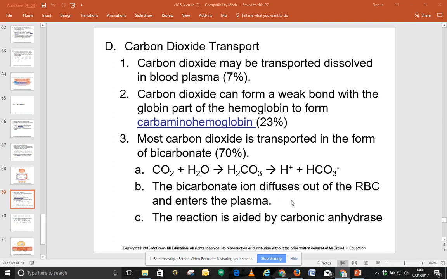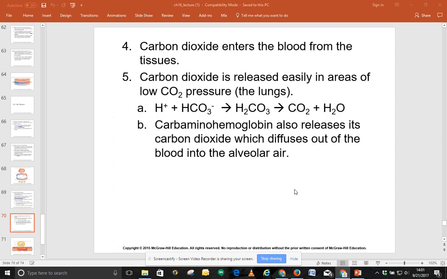The bicarbonate ion diffuses out of the red blood cells and enters the plasma. And the reaction is aided by carbonic anhydrase. Carbon dioxide enters the blood from the tissues. Carbon dioxide is released easily in the areas of low CO2 pressure. Again, because you don't have a lot of CO2 in the lungs, CO2 comes into the lungs through the bloodstream, and that's what allows it to move into the alveoli to be exhaled. The carbaminohemoglobin also releases its carbon dioxide, which diffuses out of the blood into the alveolar air. So carbon dioxide is transported 2 different ways back to your lungs, basically.